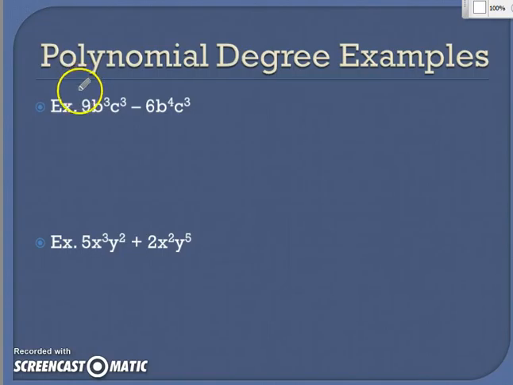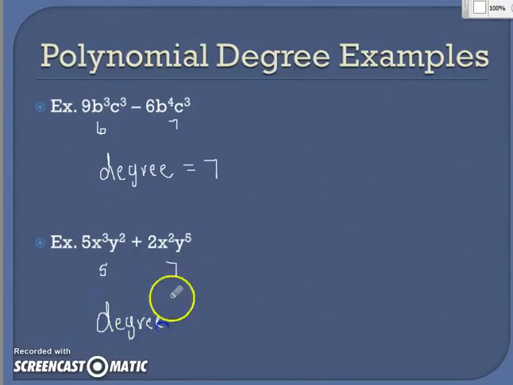Just a couple more examples. Looking at exponents, 3 plus 3 is 6. So this term has a degree of 6. 4 and 3 is 7. So the degree of this entire polynomial is 7. The bottom one, x cubed y squared. This term has a degree of 5. x squared y to the 5th. This one has a degree of 7. So this entire example would have a degree of 7.